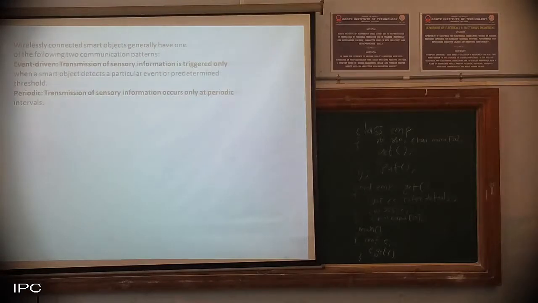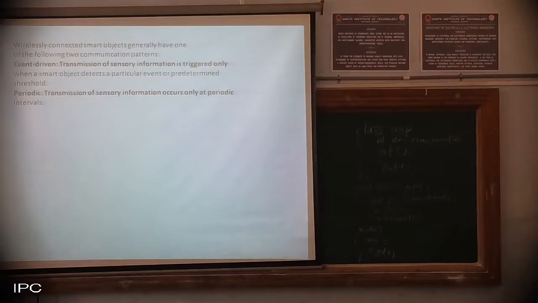And wirelessly connected smart objects generally have the following communication patterns. If it is a smart object, it should have one communication pattern of these two: the event driven one or the periodic one. Any one communication pattern it will have.